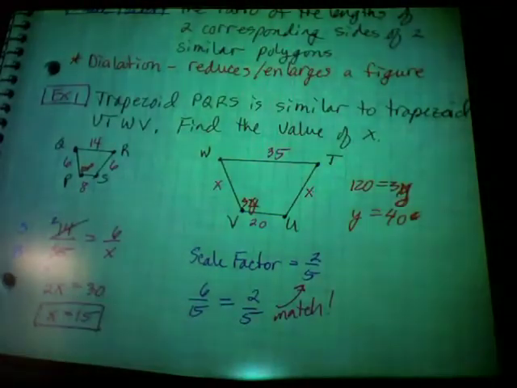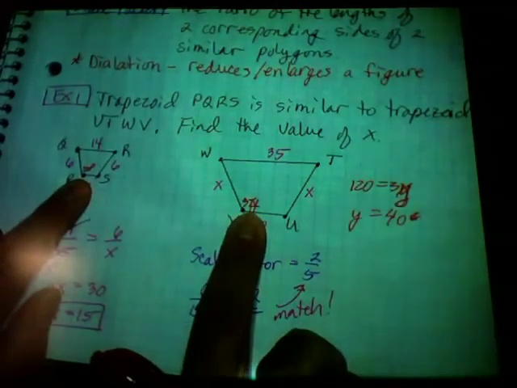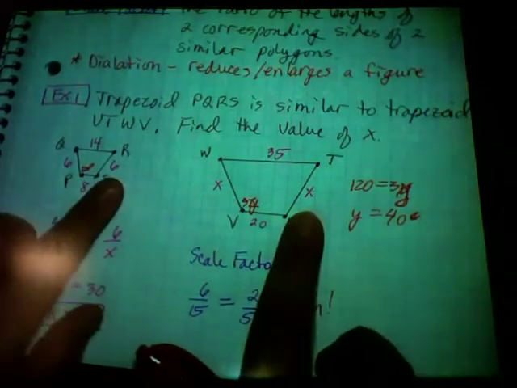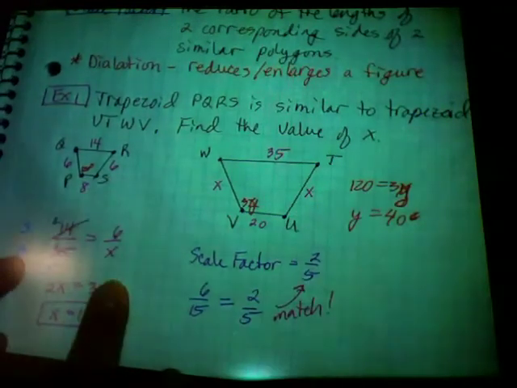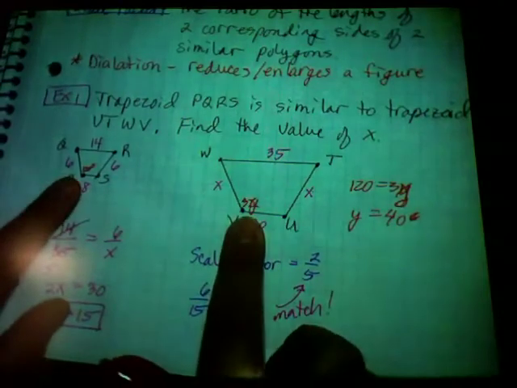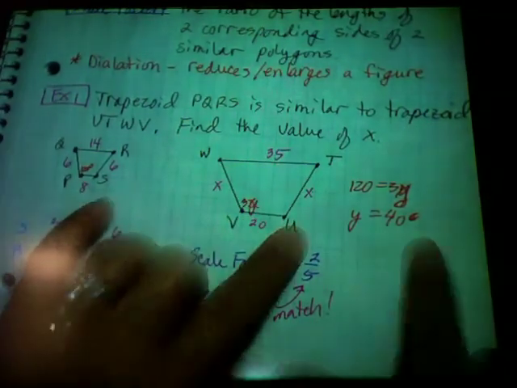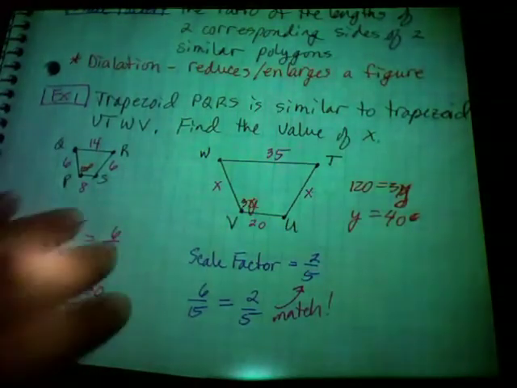So there is a difference between whether you're looking at corresponding angles versus corresponding sides. Corresponding sides are proportional, you'll set up a proportion. Corresponding angles are congruent, you'll set up an equality statement, no fraction. Okay? So look at this next one.